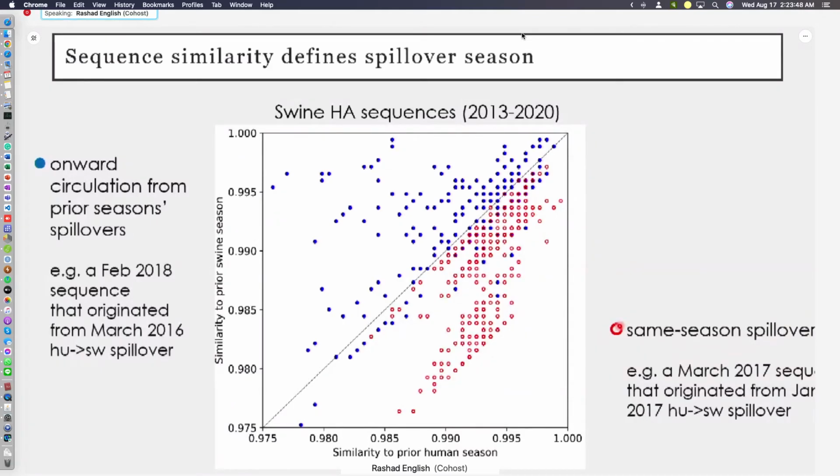If you remember, on the global phylogeny, all the pdm19 sequences from pigs came from some human-to-swine spillover. If the human-to-swine spillover happened in the same season, then it's a same-season spillover, and otherwise it's onward circulation from pigs to pigs. The x-axis here is the similarity of each of the HA sequences to the prior human season, and the y-axis is the similarity to the prior swine season. This diagonal line nicely discriminates between onward circulation and new human-to-swine spillovers.